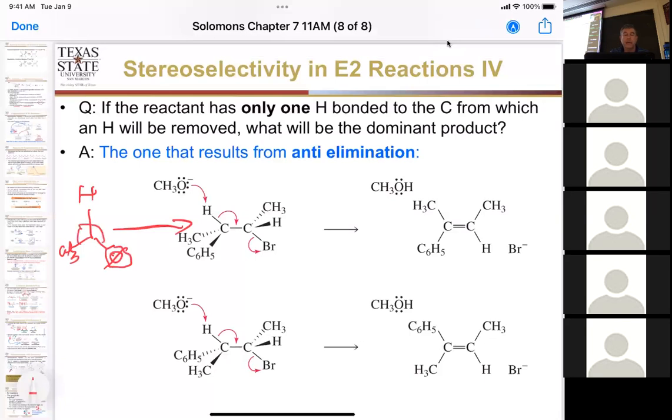And then in the back here, we have our bromine down and our methyl group up and our other hydrogen here. So that means it has to be in this configuration in that transition state. When it's in that transition state, the two methyl groups are on the same side and give us this as our major product.